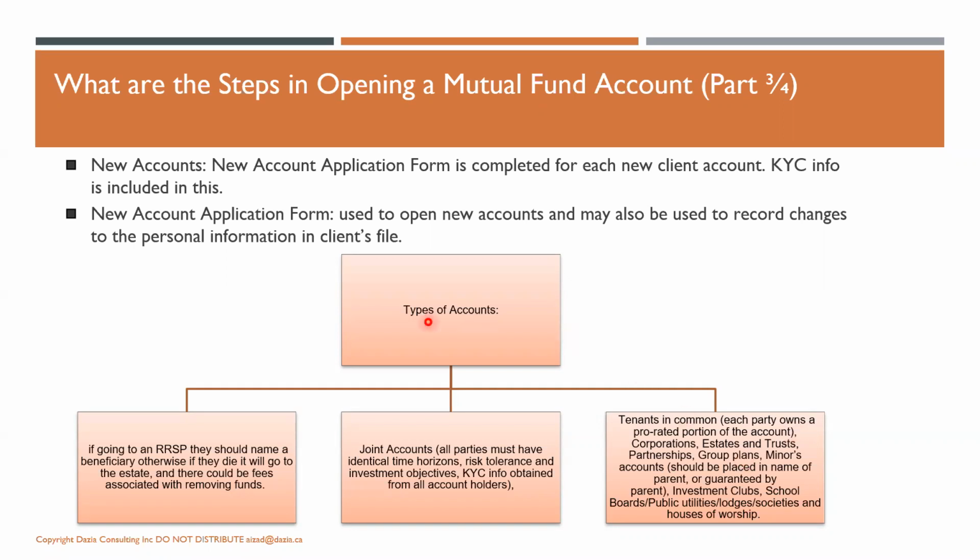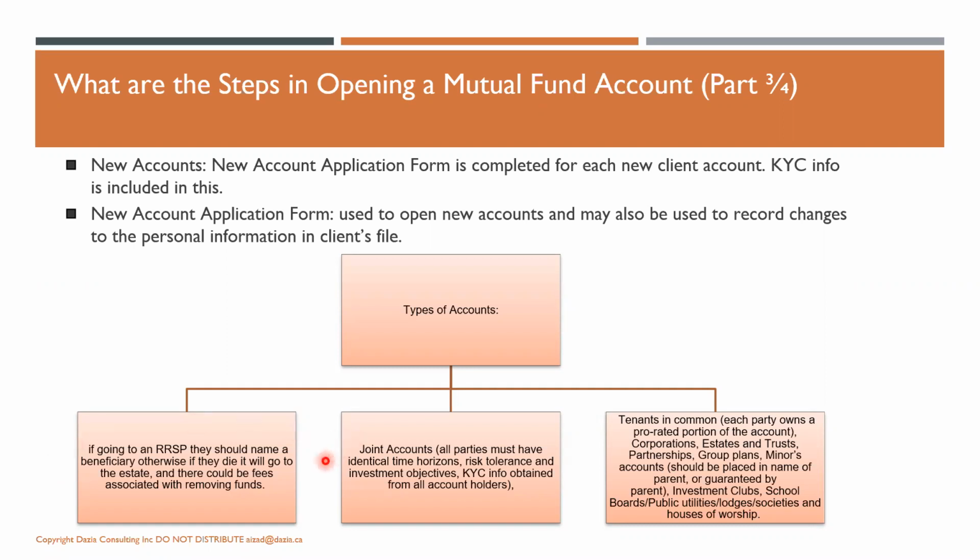So the types of accounts we talked about at the start, I told you it could be an RSP. If it's an RSP, they should name a beneficiary, because if they die, otherwise it goes to the estate account, and then there are fees for putting money into the estate account and other fees. So it's better they have a beneficiary. Usually a spouse will leave the RSP to the other spouse. That is normal.